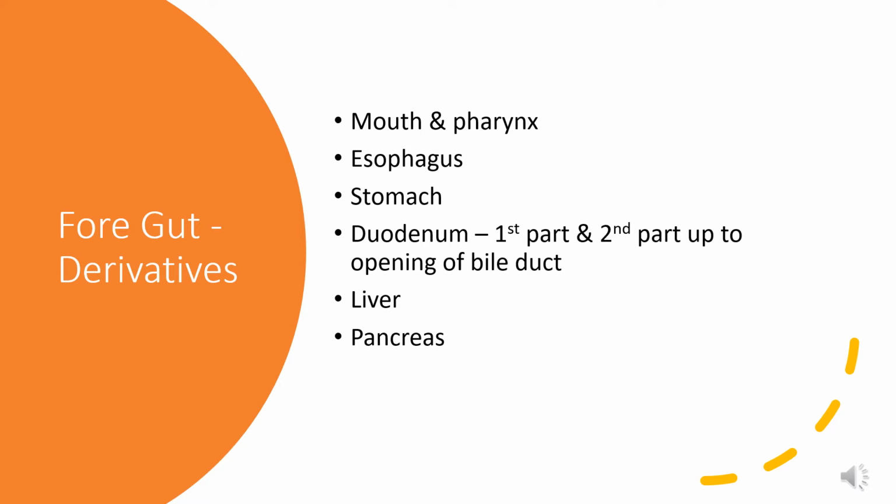In the last class we have seen the derivatives of the foregut. To revise, these are the mouth and the pharynx, esophagus, stomach, and duodenum up to the opening of the bile duct. That means the first part and the second part of the duodenum up to the opening of the bile duct. And the foregut also gives rise to the major digestive glands like the liver and the pancreas. In the last class, we have seen the development and anomalies of the esophagus, and in today's session, we'll try to see the development of the rest of the organs from the foregut.